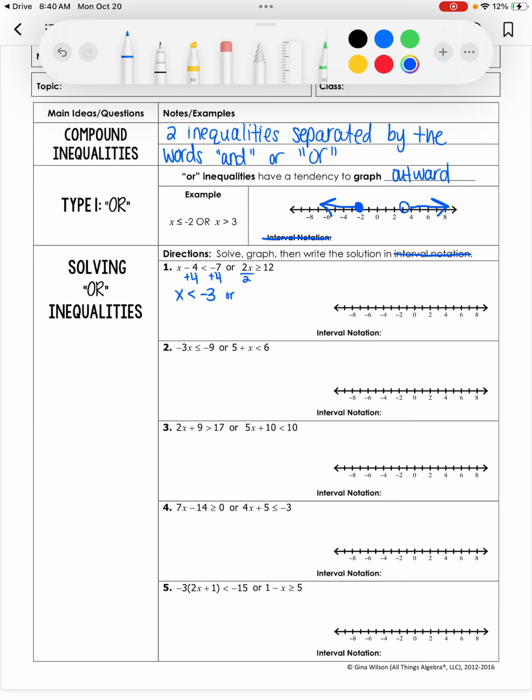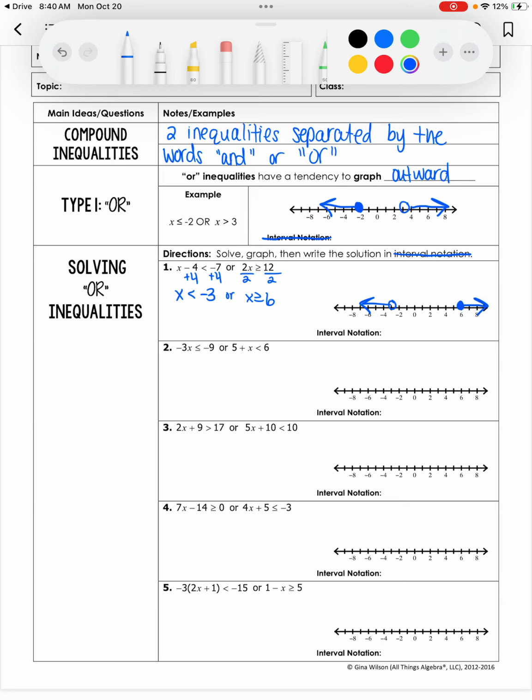To solve the other one, we would divide both sides by 2, and we get x is greater than or equal to 6. So then on our graph, we would just graph both of these inequalities. This would be an open circle at -3 with the solutions to the left, and a closed circle at 6 with the solutions to the right.